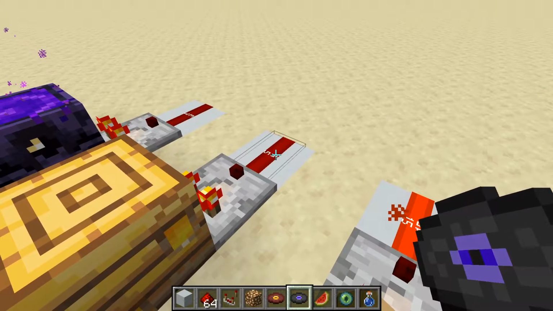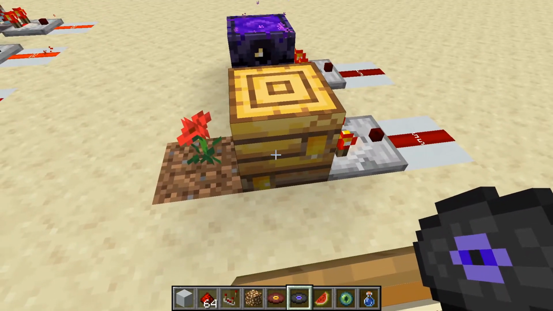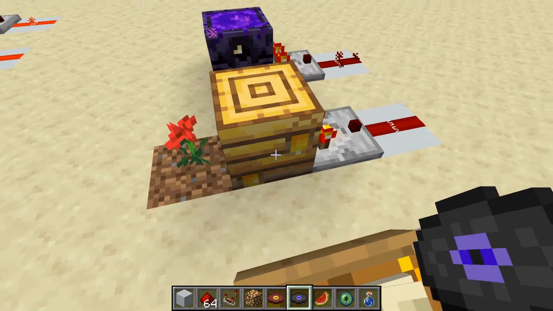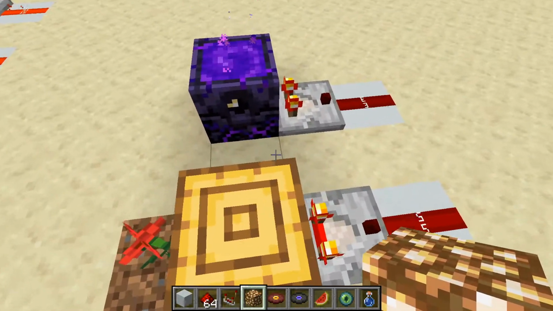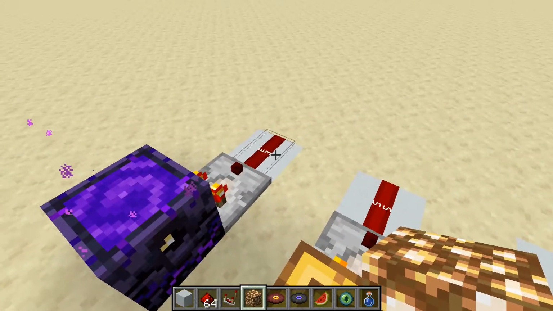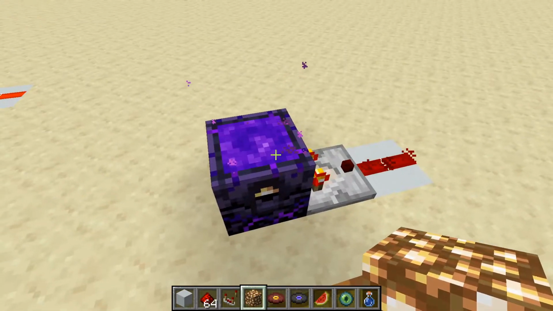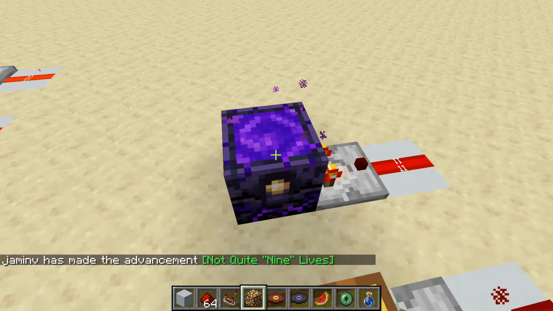And then the beehive, or the regular wooden version, will output a signal strength based on how much honey is inside of them. I believe this one is completely full, and that'll output a signal strength of 5. And the respawn anchor will output a signal strength based on the number of respawns that are still available to it.